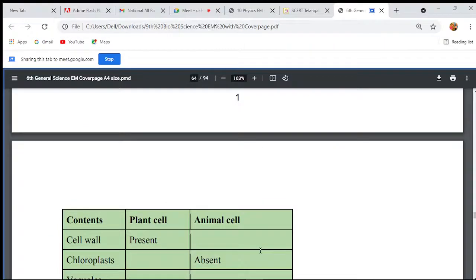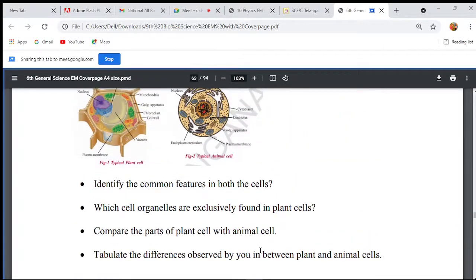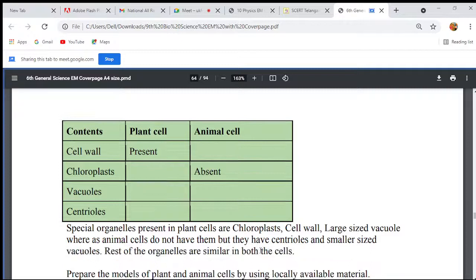Next, centrioles. We didn't observe centrioles earlier, so now we will see them. Where do we see centrioles? We see centrioles in animal cell. So in animal cell centrioles are present, and in plant cell centrioles are absent.